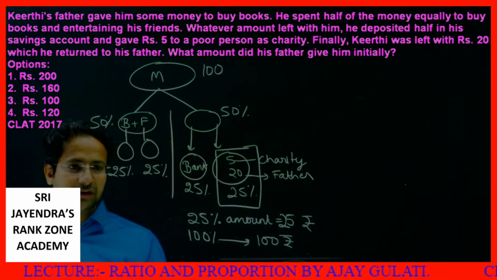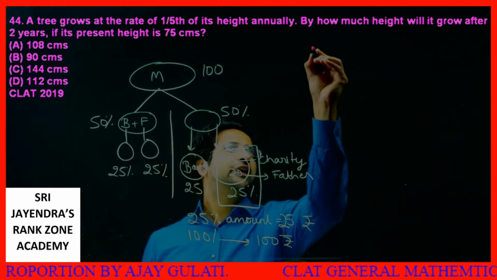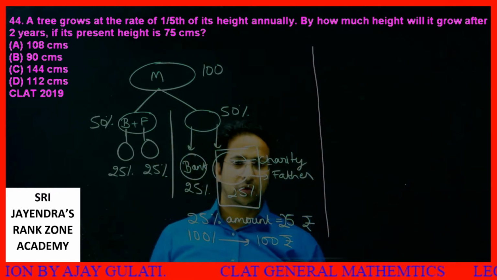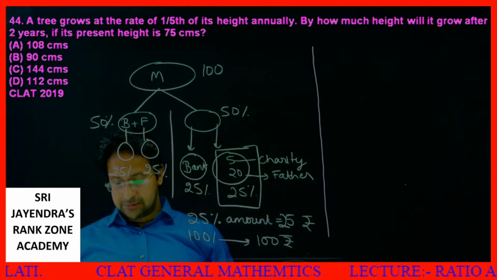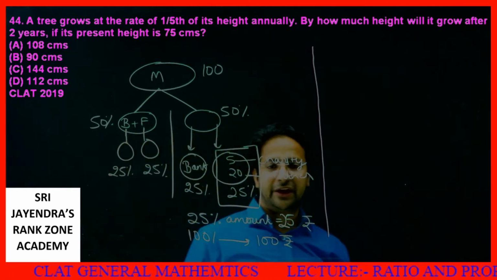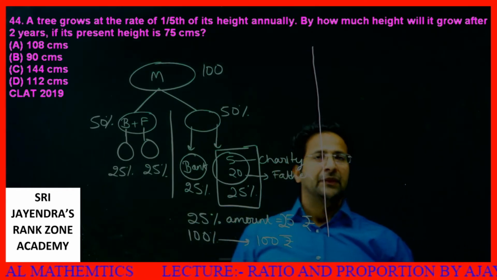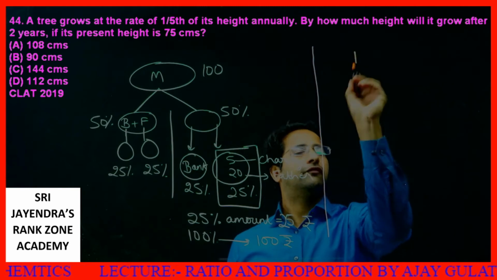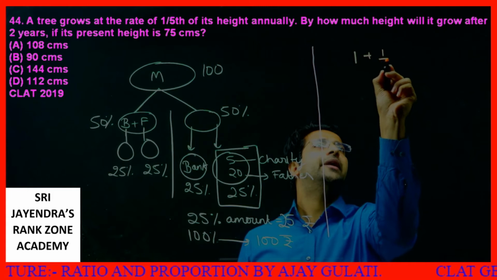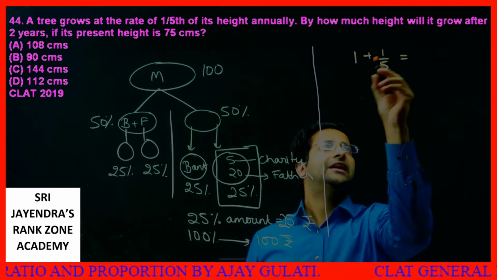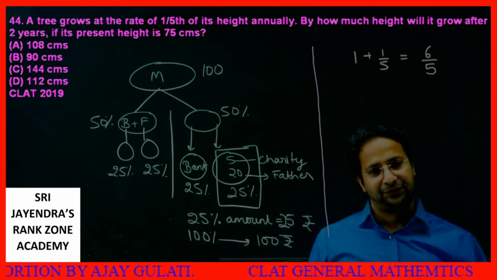Let's move to the next question, dear students. The next question is, student, now on your screen actually. Okay, what is the next question? A tree grows at the rate of 1/5 of its height annually. Let's say the initial height is h or 1. How much does it grow? It grows by 1/5. So what does the new height become? 1 plus 1/5. That is, I can say 6/5. This is the funda.